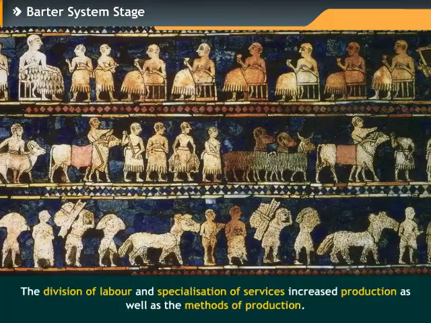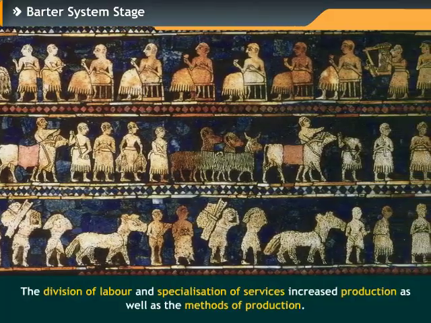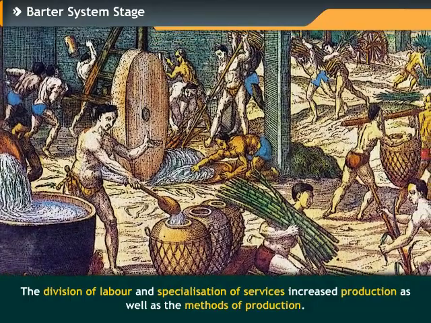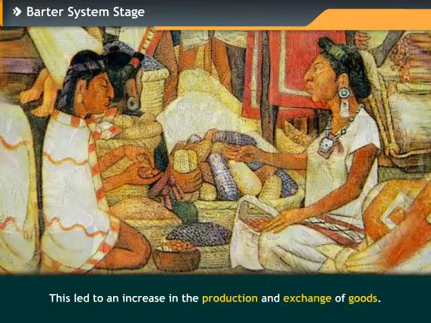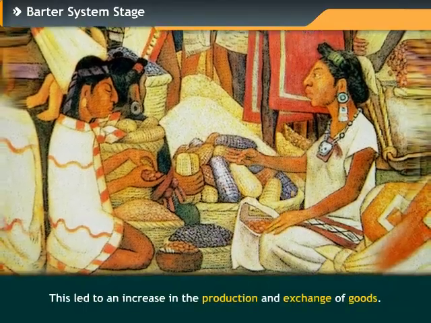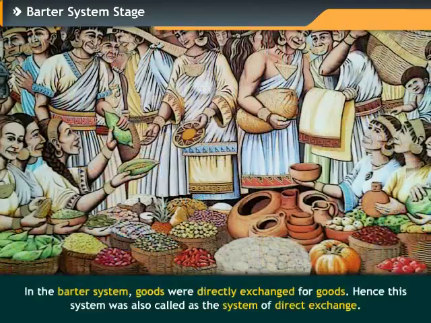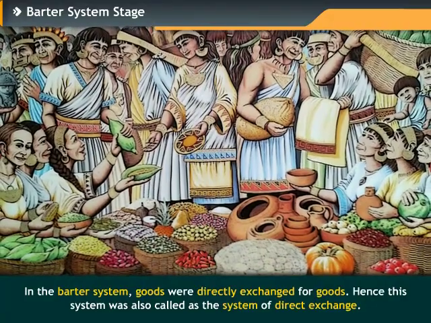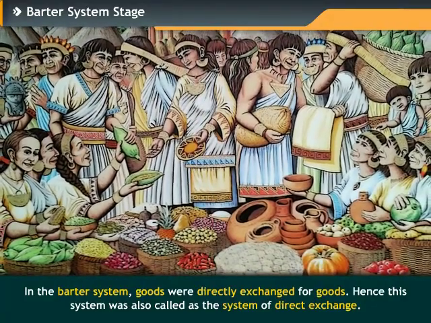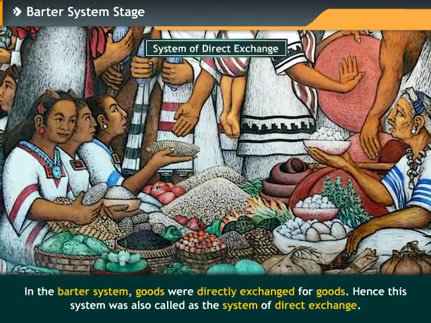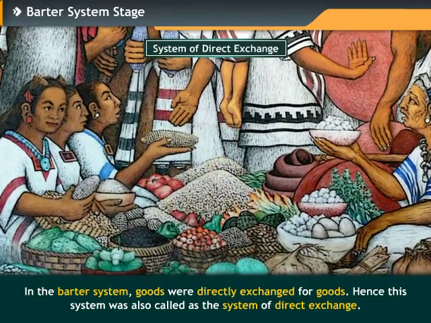The division of labor and specialization of services increased production as well as the methods of production. This led to an increase in the production and exchange of goods. In the barter system, goods were directly exchanged for goods. Hence, this system was also called the system of direct exchange.